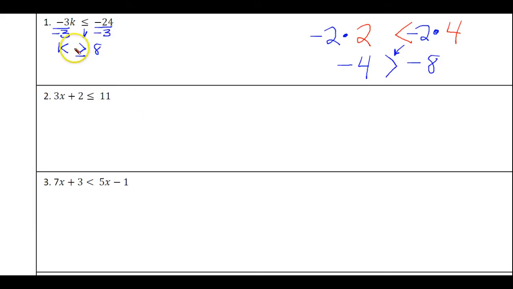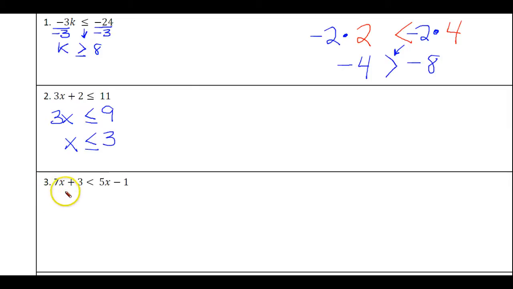Now, if we don't have to multiply by or divide by a negative, then we don't reverse the sign. That's the only difference between solving inequalities and equations. So here we're going to transpose. That's the same procedure. Just subtract 2 from both sides. Now we're going to divide both sides by 3, and we get x is less than or equal to 3.